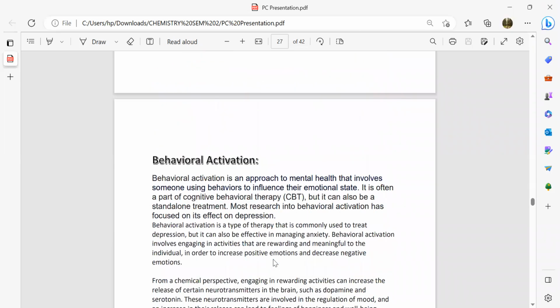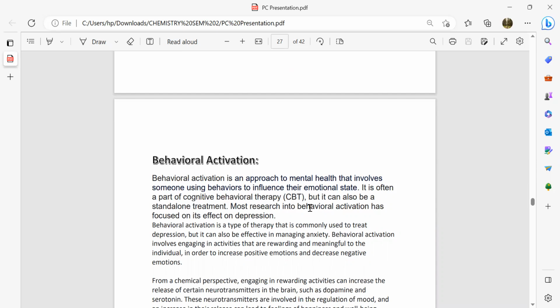Behavioral activation. It is an approach to mental health that involves someone using behavior to influence their emotional state. It is often part of cognitive behavioral therapy, but it can also be a standalone treatment. Most research into behavioral activation has focused on its application to depression.